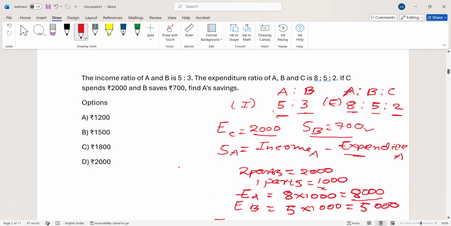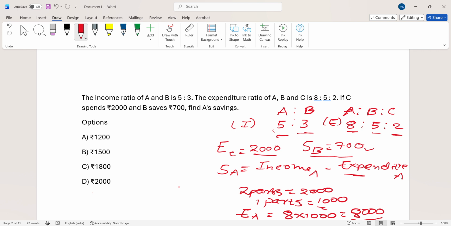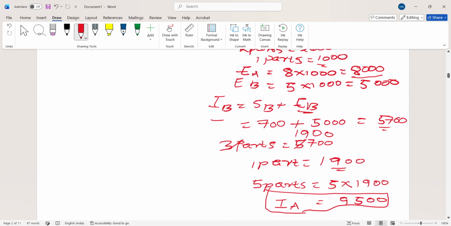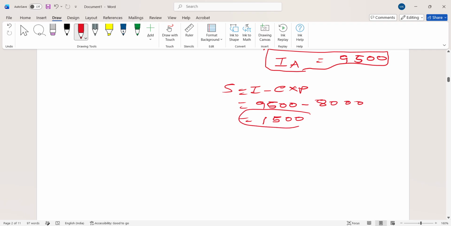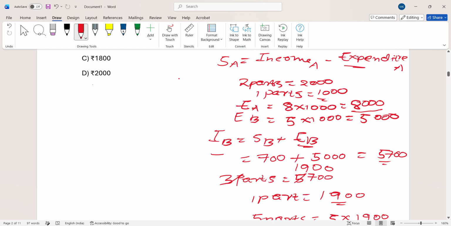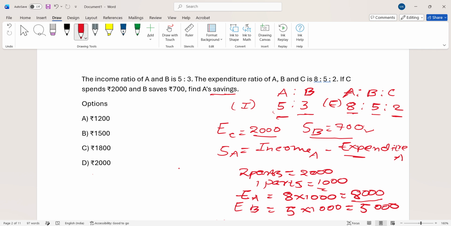In the question they're asking us to find A's savings. What is the saving formula, guys? Saving is equal to income minus expenditure. That's it. We get income as 9500 minus expenditure as 8000. So what is the final answer, guys? 1500. So 1500 is the saving of A. This is the correct answer. So option B is correct.